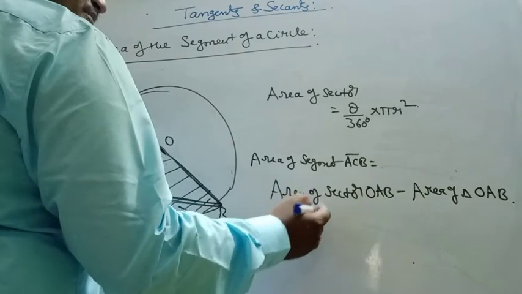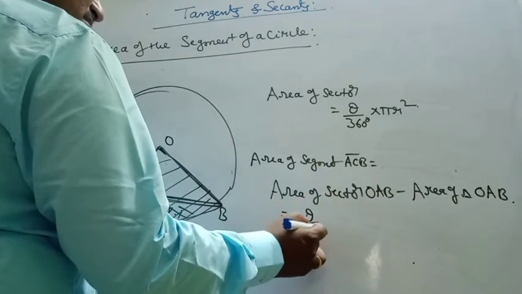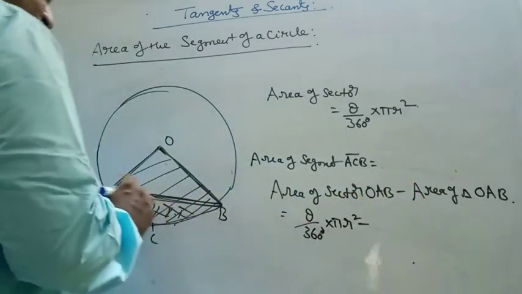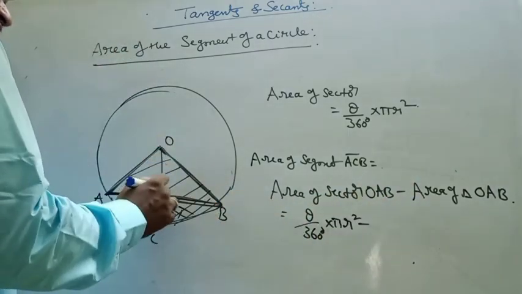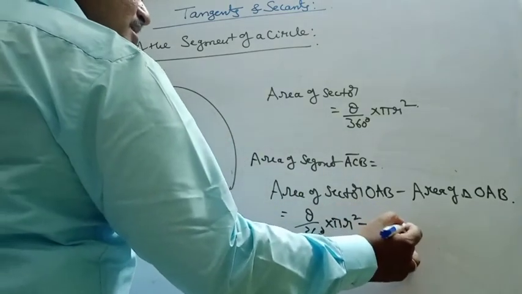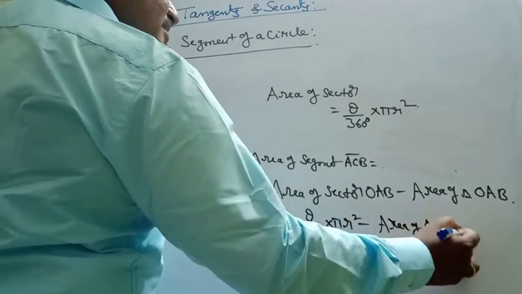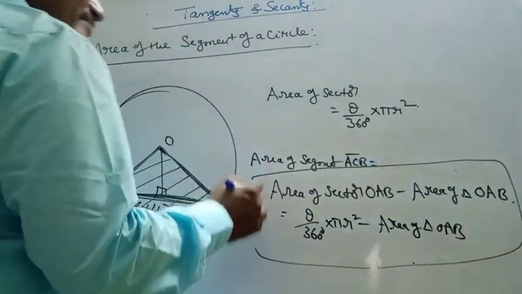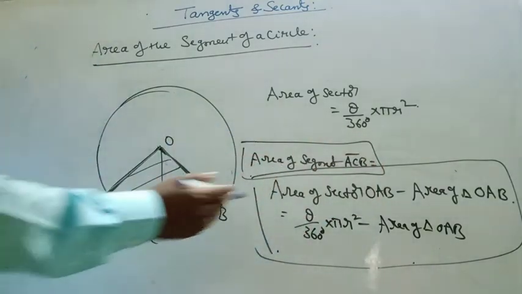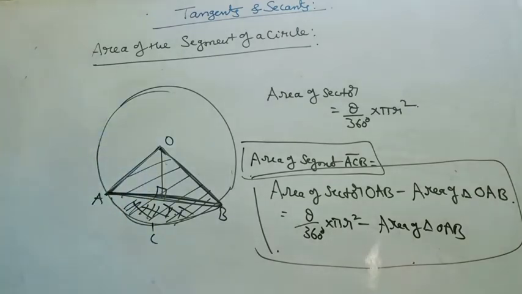The area of the sector OAB is theta by 360 degrees into pi r square, minus the area of triangle OAB, which is half base into its height. If you draw the height like this, this will give you the area of the segment ACB. The area of the segment ACB is the area of sector OAB minus the area of triangle OAB. Now based on this, we are going to do some nice, interesting problems.